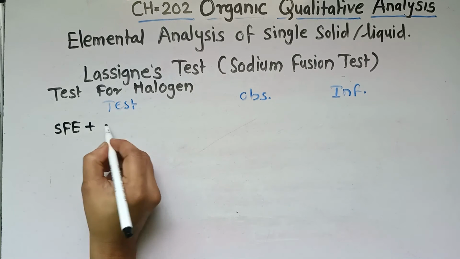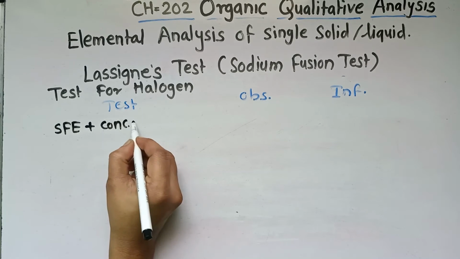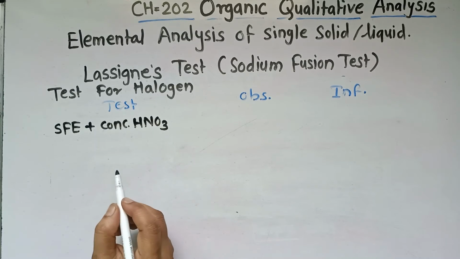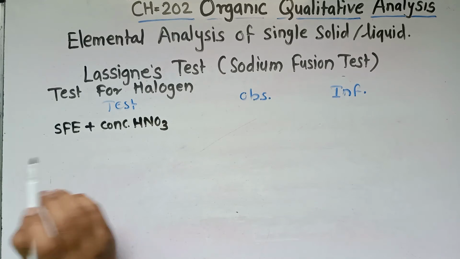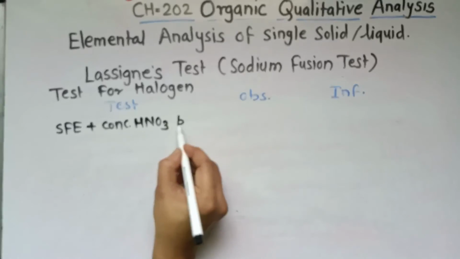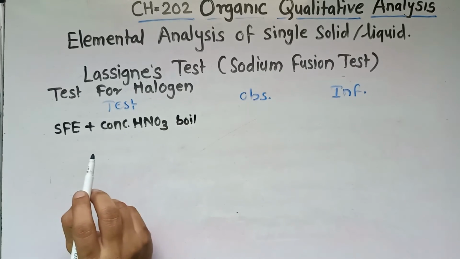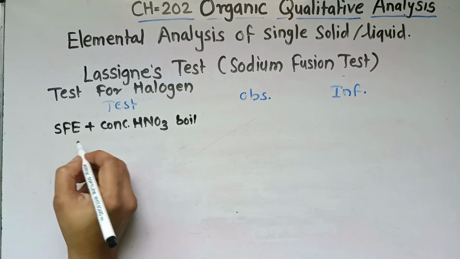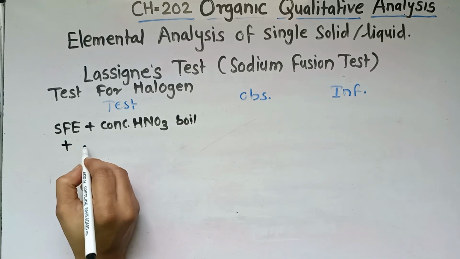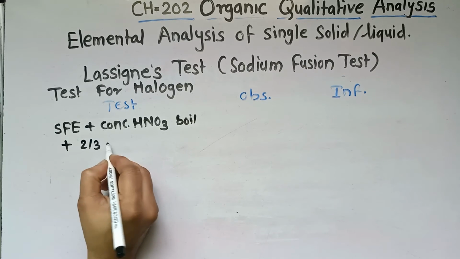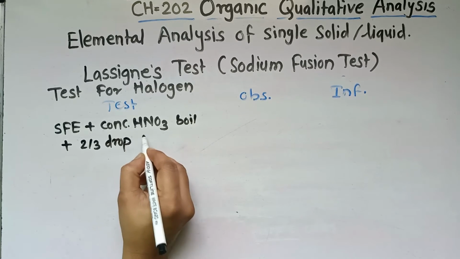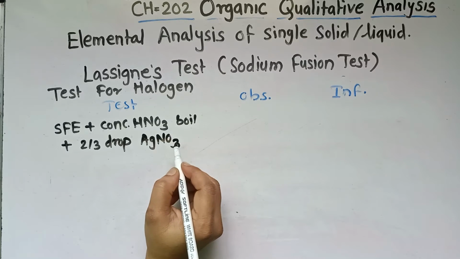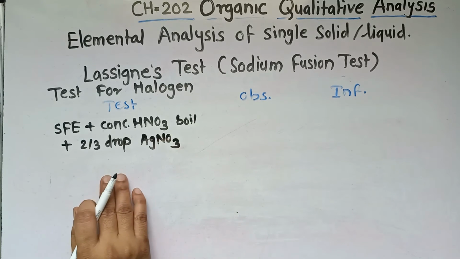Then we add concentrated HNO3, that is nitric acid. Then boil this solution well and cool under the running tap water, and add 2-3 drops of AgNO3, silver nitrate solution, and shake well.